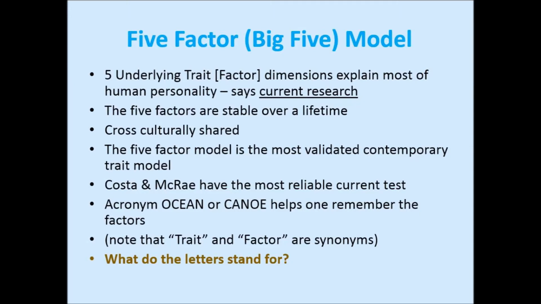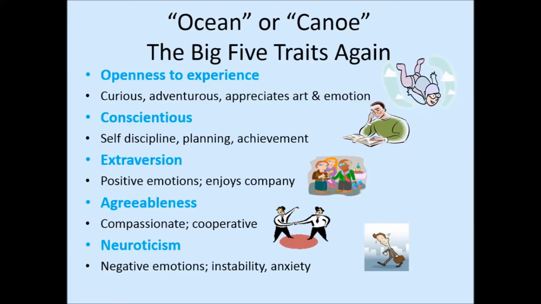Now, as we start talking about these factors, I'd like you to remember either your choice of the words OCEAN or CANOE, because either of these words, the letters in them, will help you remember what those 5 factors are. And you may see them again at some time in the future, like on a test. So let's take a look at them now and see what they are.